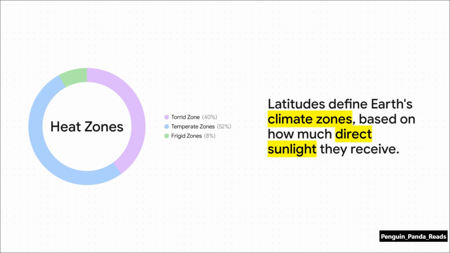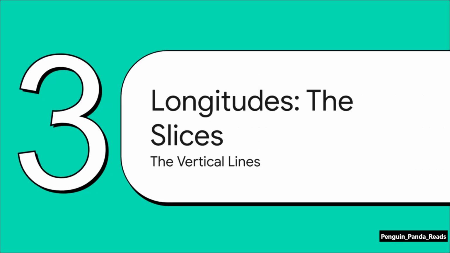The area between those two tropics, that's the torrid zone. It gets blasted with the most direct sunlight, so it's the hottest. Then you have the temperate zones, where the sun hits at more of an angle, giving us moderate weather. And finally, way up at the poles are the frigid zones, which get the least direct sunlight of all, making them super, super cold.